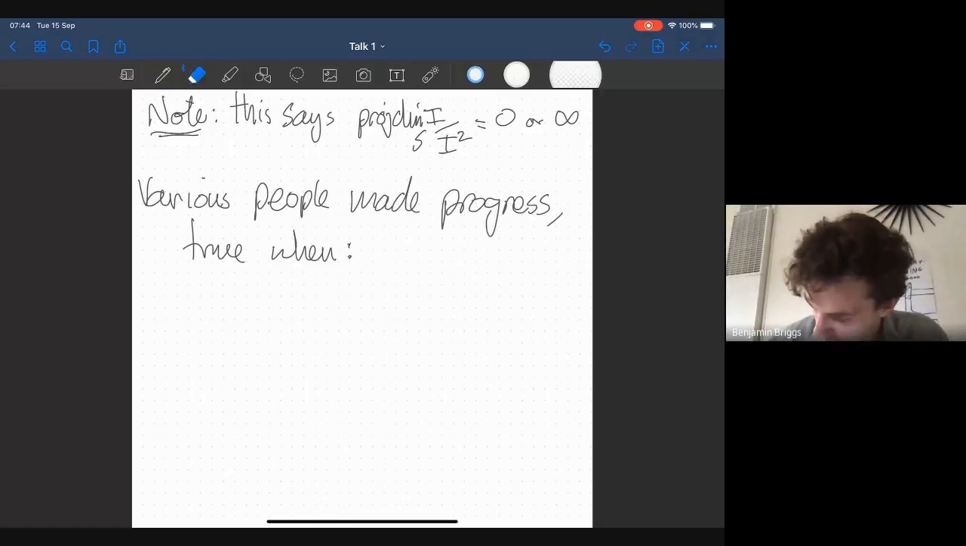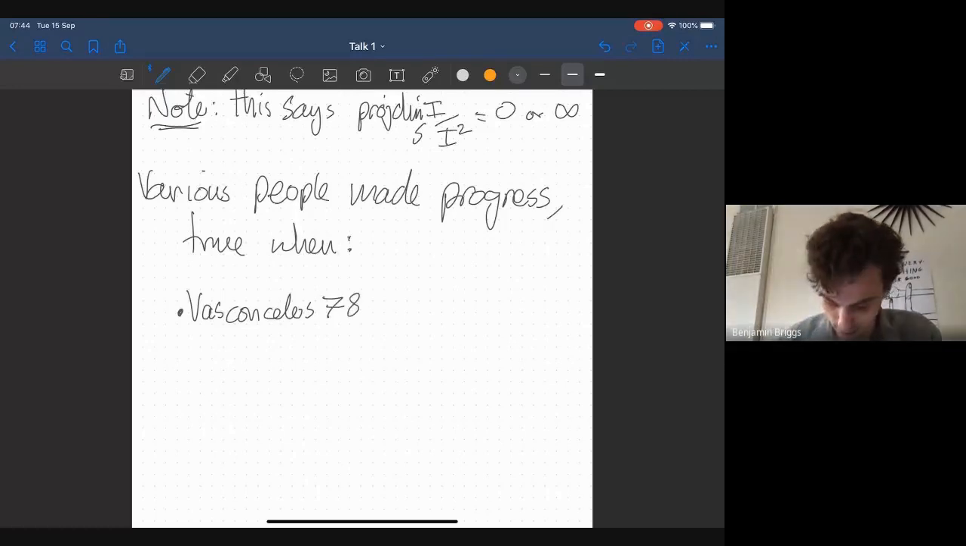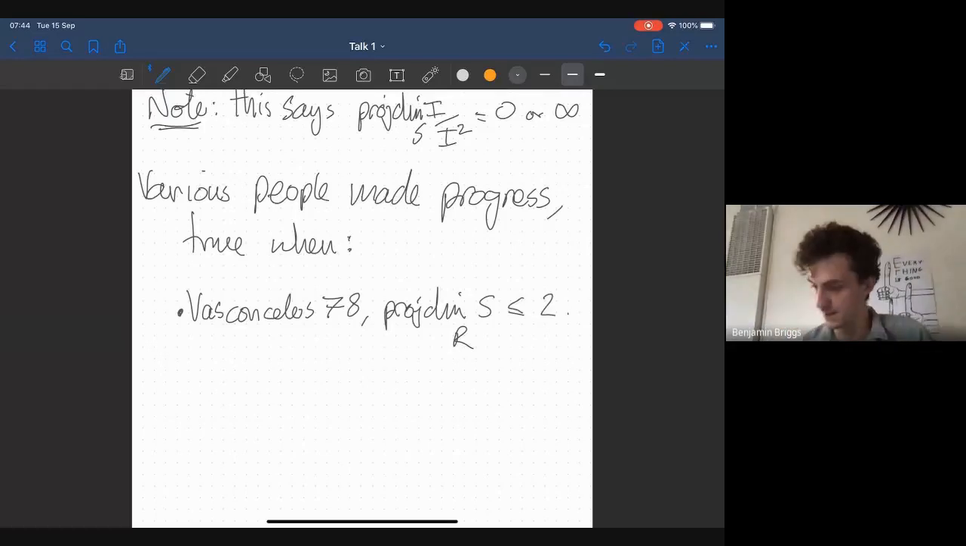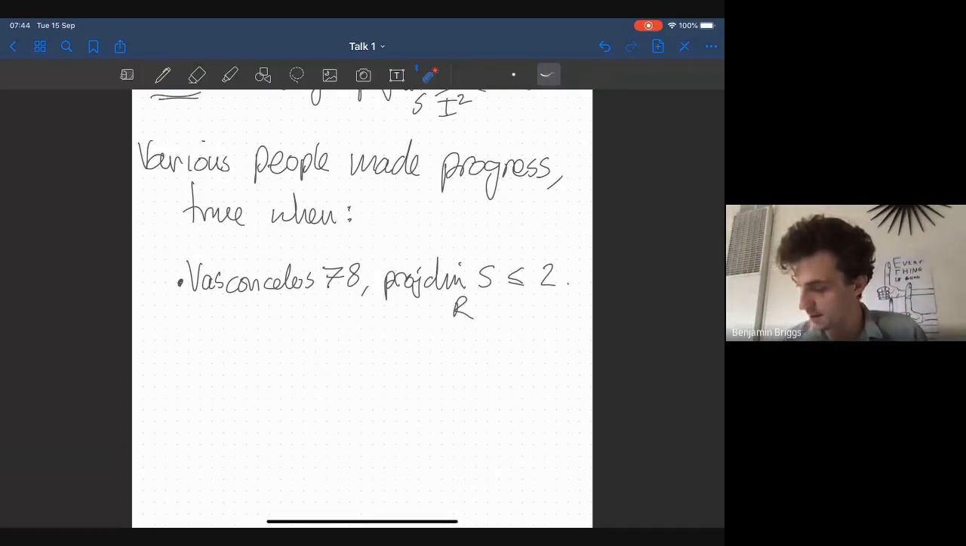So to start with, in this original paper, Vasconcelos in 1978 explained why it's true when the projective dimension of S as an R-module is less than or equal to 2. And he gave various other cases in this original paper as motivation for why this might be a true conjecture. So he had a lot of interesting cases of, say, small height and some additional hypotheses like Gorenstein and stuff like that. It's worth looking at.